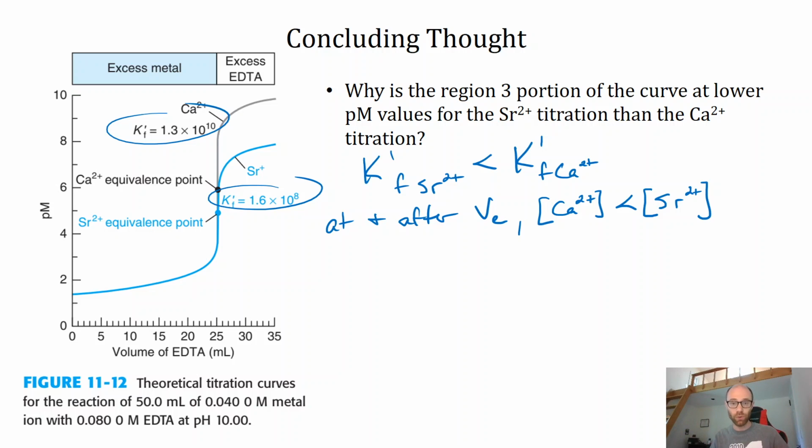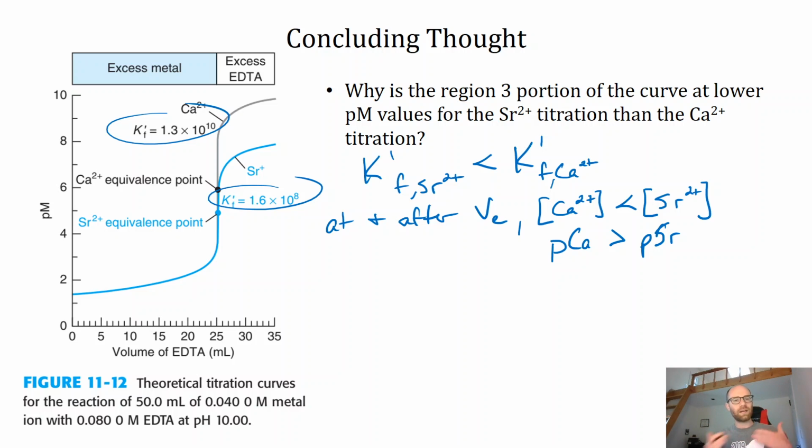If that's not all true, then a lot of this goes back to we have to actually do some calculations. But the idea is if the K prime F is larger, there will be more bound calcium, all else being equal. This means that the pCa would be larger because the concentration and the p are inversely proportional. It's just as simple as that. It binds more tightly in terms of equilibrium, so there's less of it floating around. That works at the equivalence point and at the post-equivalence point.